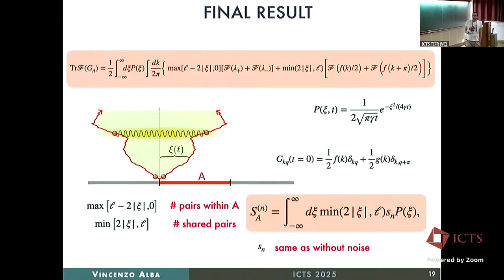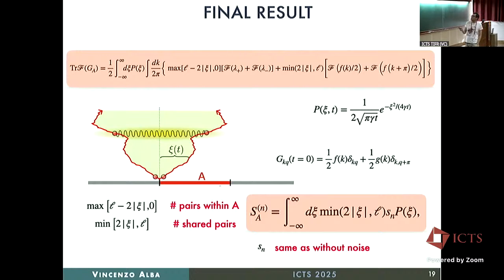Okay. Now you can compute, you can go to the end, and then what you get is this formula here. So this is the final result. So I can compute any function of the restricted correlator G_A, and the result is given here. Now we have to understand the structure of this result.